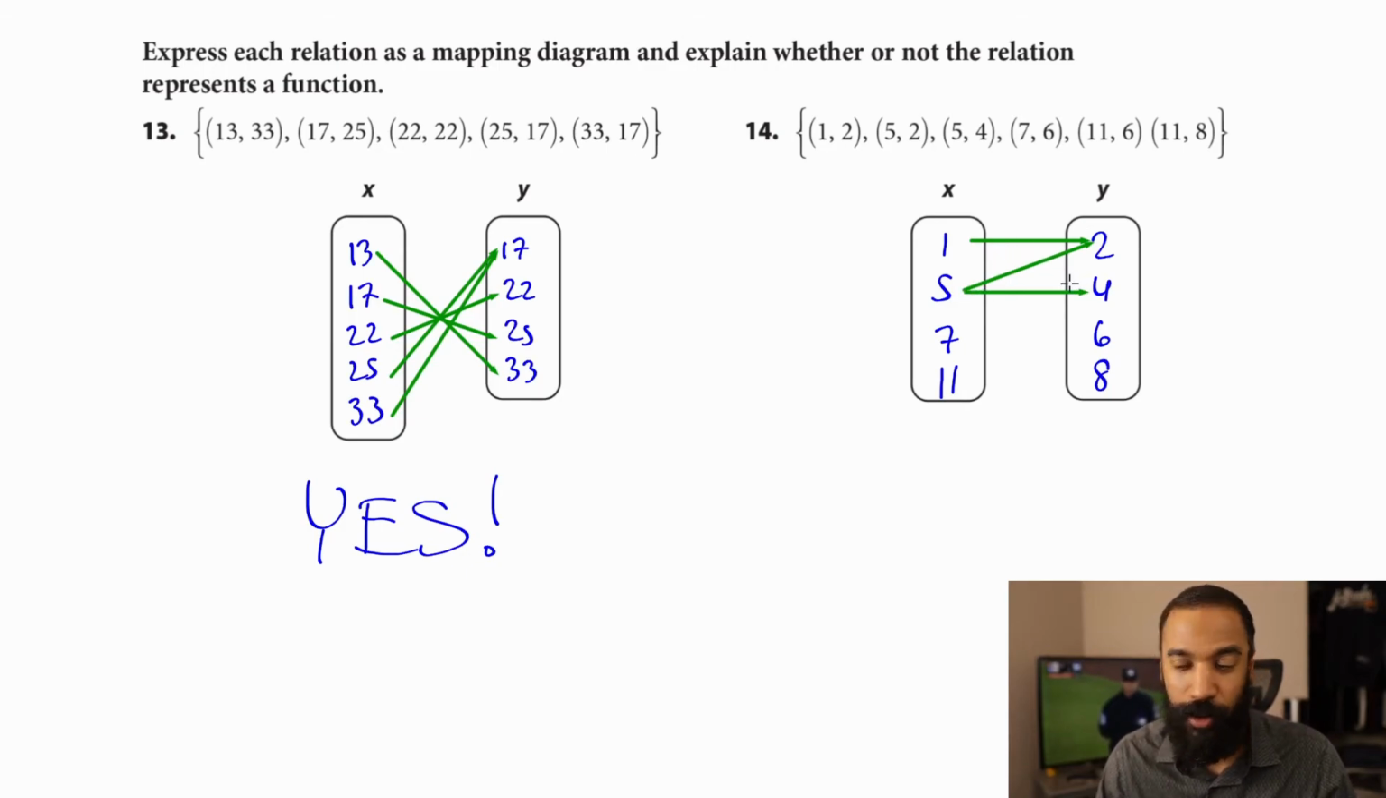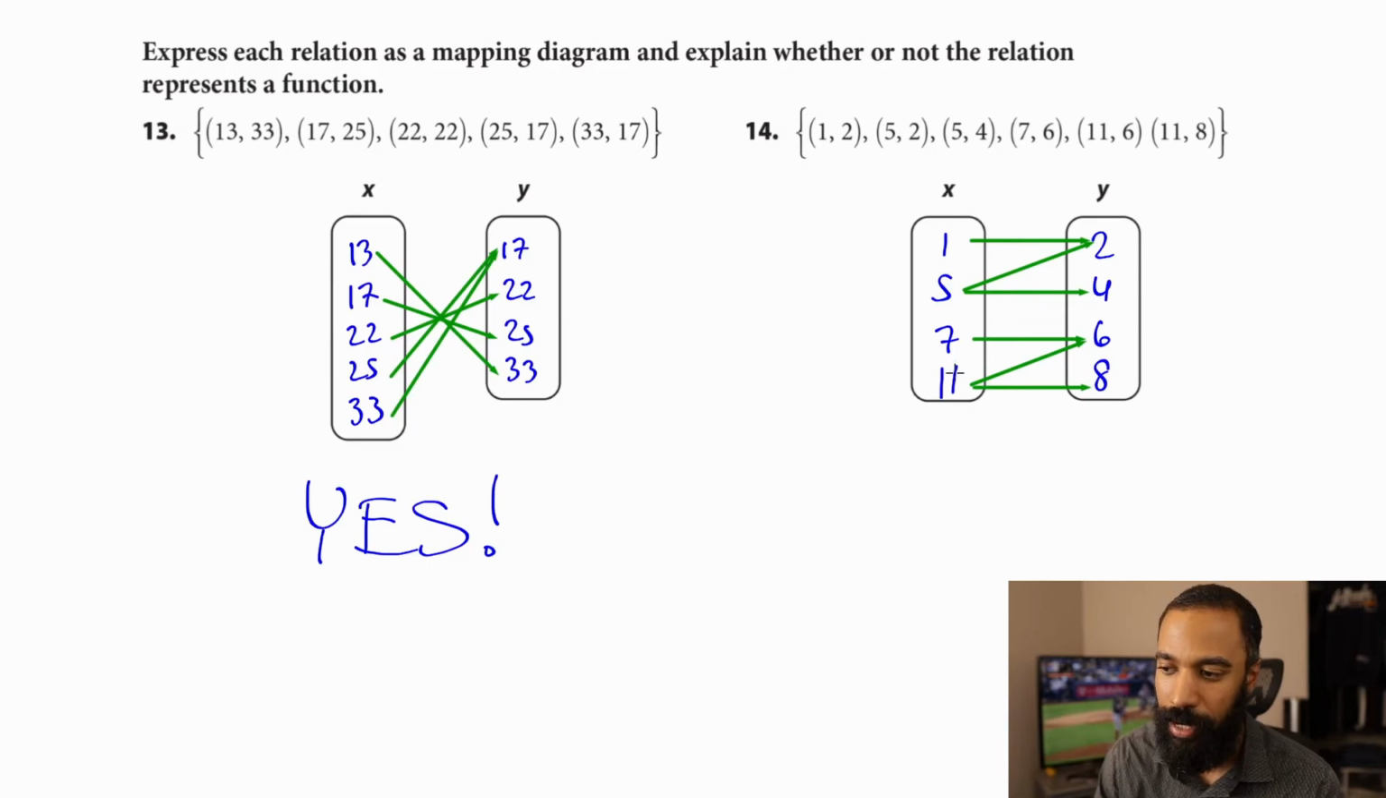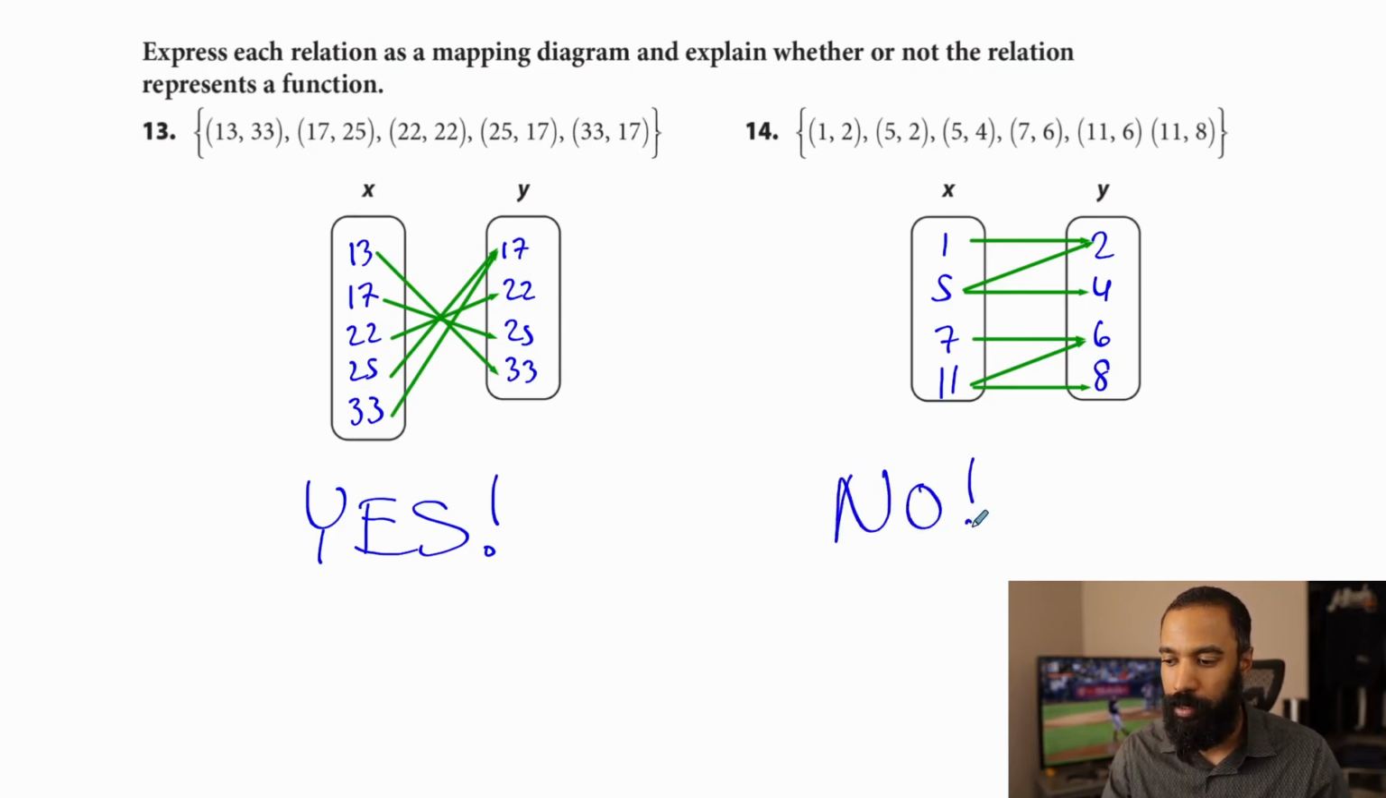This X, 5, is pointing to two different Ys. We can see that clear as day in the mapping diagram. This will not be a function. 7 goes to 6. 11 goes to 6, again, which is cool, but 11 goes to 8 right here, which is bad. The 5 and the 11 on X have two different Y values. This is not a function. The mapping diagram shows us that. No. Big whopping no.